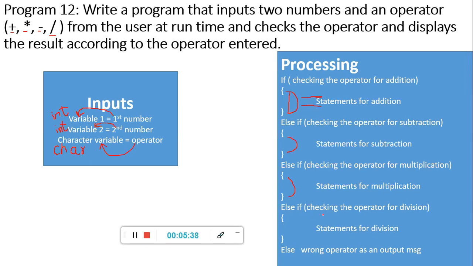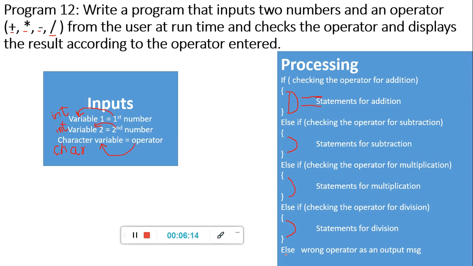After that, the fourth else if will check for the front slash, that is for division, and the division statements will be in this fourth else if block. The final else is for when a user enters a wrong operator, for example percentage or any other operator, dollar sign, ampersand symbol or at the rate symbol. They all are special characters.